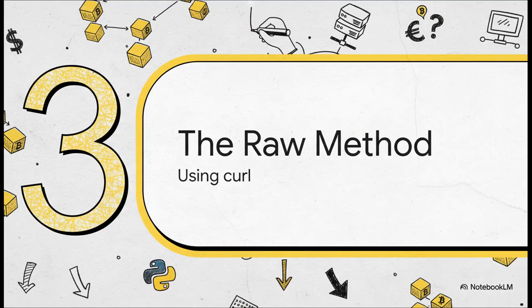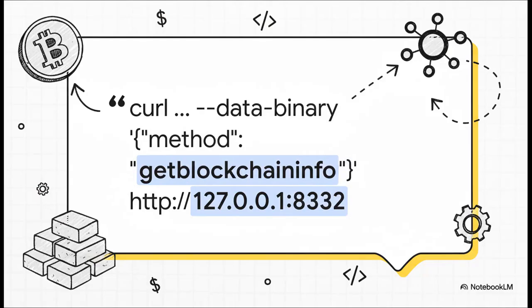Okay, enough theory. Let's get our hands dirty and see what this actually looks like in practice. We're going to start with the raw method, using a command line tool called curl. And trust me, seeing the hard way first is going to make us really appreciate how simple the easy way is later on. Check this out. This is a curl command, which is a tool for making web requests. And this is perfect for showing you what's really going on under the hood. We're literally sending a chunk of JSON data that says, hey, I want to run the method getBlockchainInfo. And we're sending it to our local node at port 8332. This is the raw message our program would send.